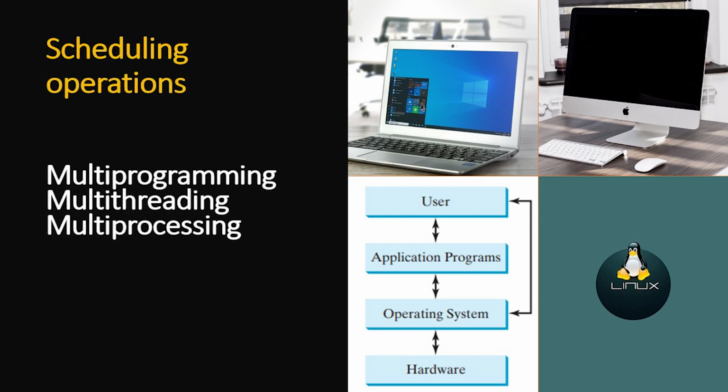When it comes to scheduling operations, the OS is responsible for scheduling activities to make efficient use of system resources. For example, multiprogramming enables you to use a word processor to edit a file at the same time as your web browser is downloading a file.